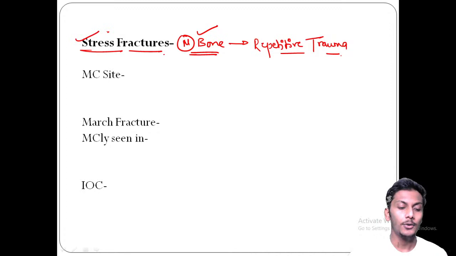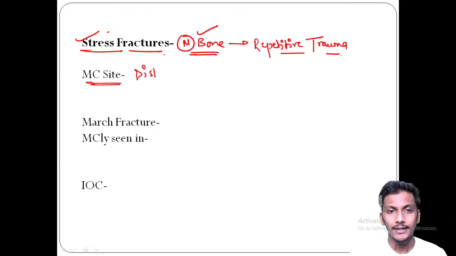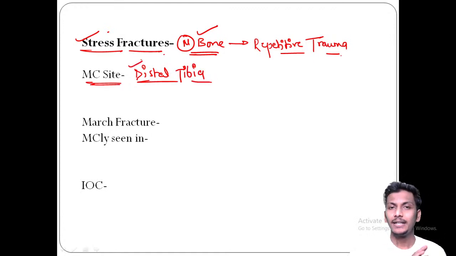Okay, so important one. Which is the most common site of these stress fractures? The most common site of these stress fractures is what? Please remember it is your distal tibia. Again the same reason, there is excessive weight bearing on the tibia. So please remember, weight bearing or walking is not a function of your fibula.